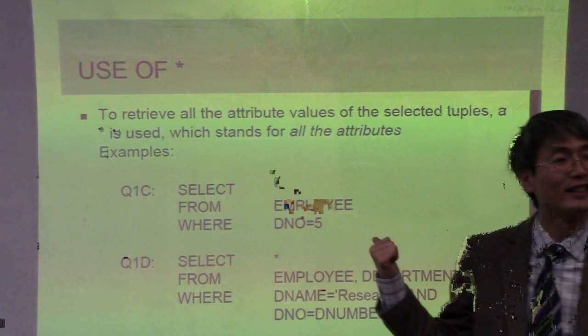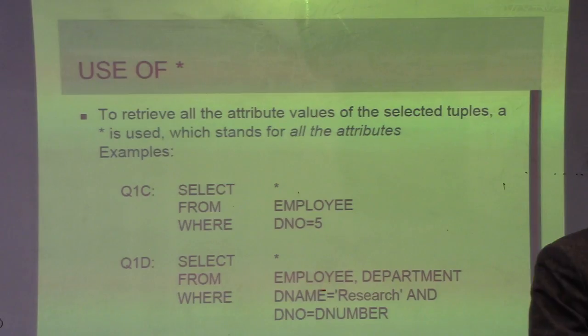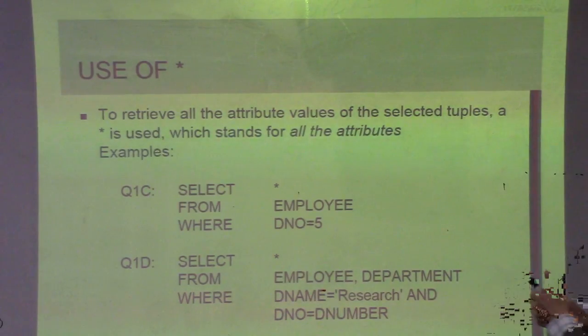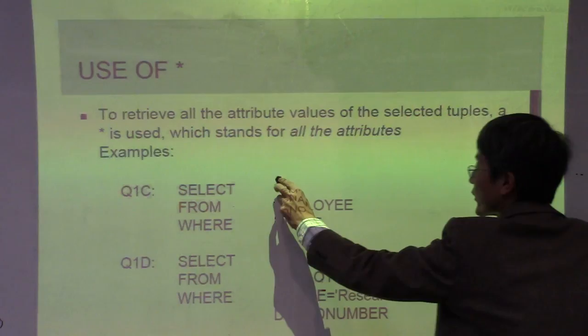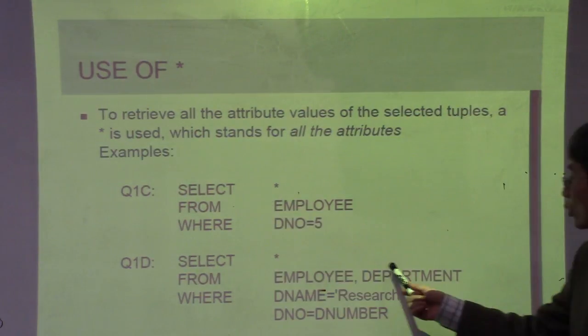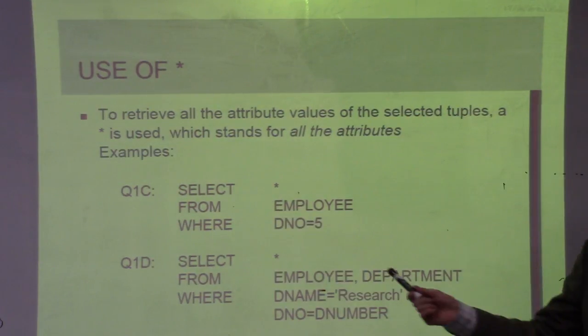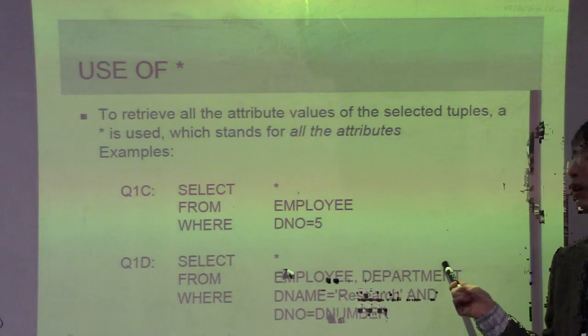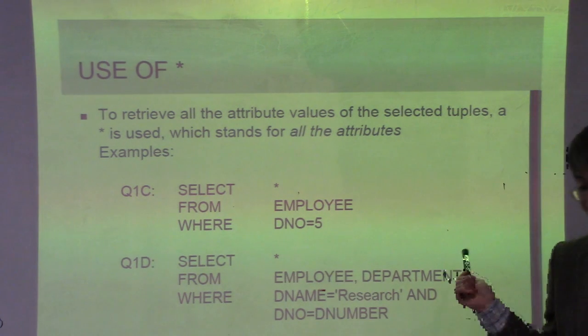And what about the asterisk? Asterisk means all columns. Okay? You don't have to type. If you want, you can type the whole list of columns, or you can use the asterisk. But when you join 2 tables, it will return all columns of the employee plus all columns of department.